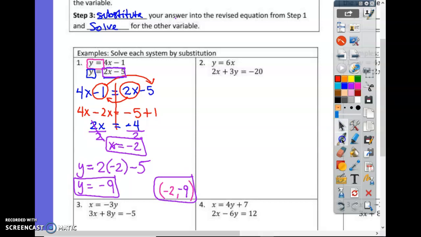Okay, I'm going to go a little bit faster. Let's do problem number 2. y equals 6x. So this 6x, I'm going to put where the y is right here.